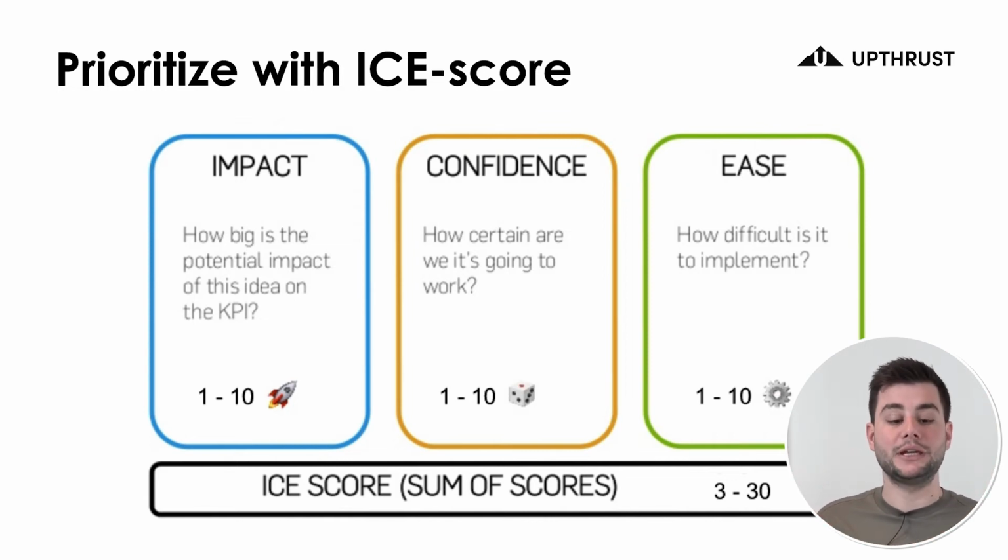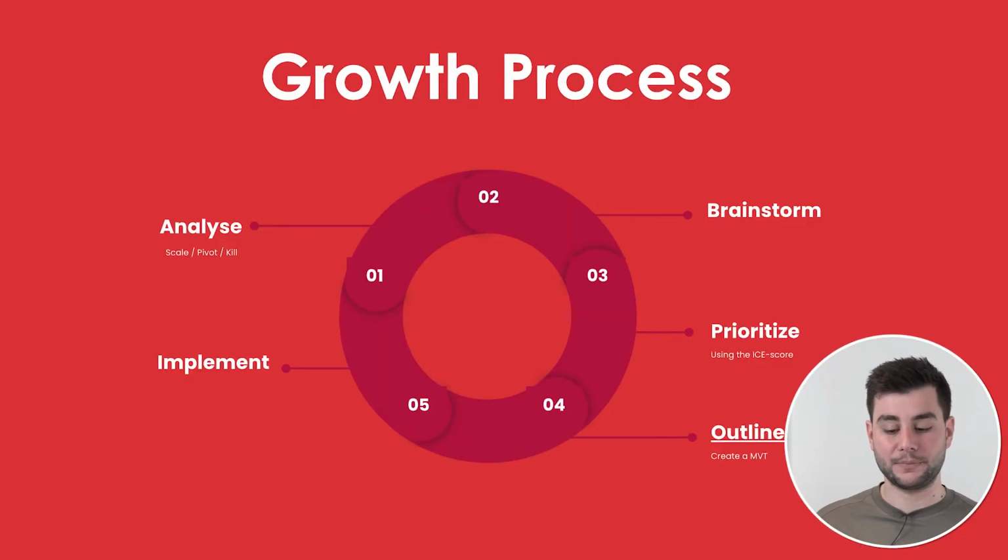So in this example here, we give a score out of 10. We sum these 3 scores, and then we have a rather objective way of scoring which experiments we should do first. Next, we're going to outline the experiments.